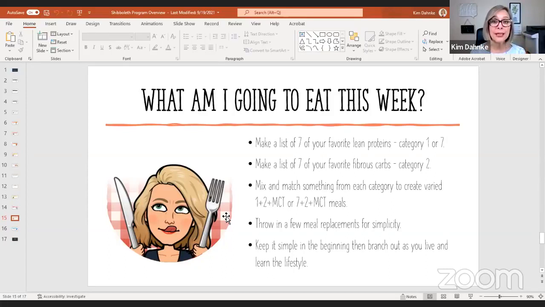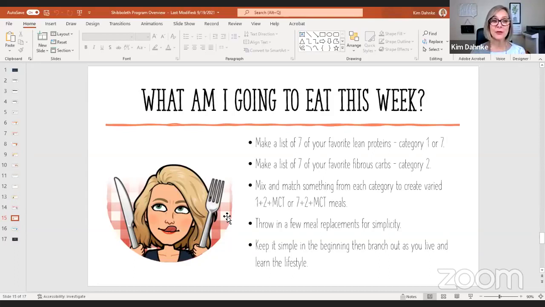Throw in a few meal replacements for simplicity. Y'all, if you were eating Pop-Tarts before, you got to know what type of quick and easy thing is going to work for you now. And we can find that in the food library. But throw in a few meal replacements for simplicity. My favorite meal replacement in the very beginning was a Mighty Muffin. I ate about 20 Mighty Muffins in my first 20 days as I was learning this lifestyle. Keep it simple in the beginning and then branch out as you continue to live and learn the lifestyle.